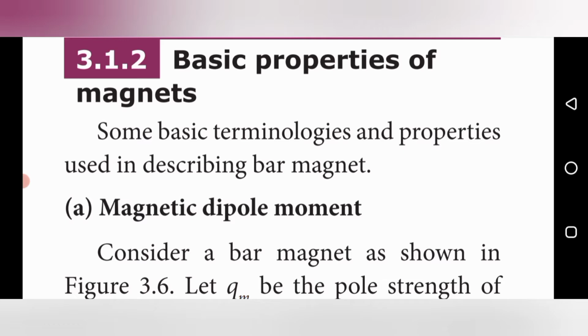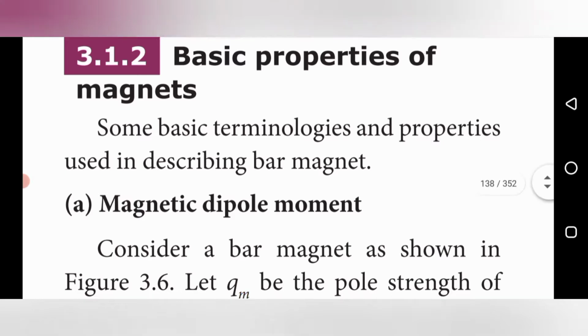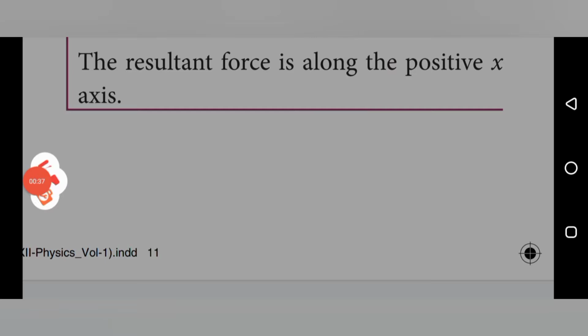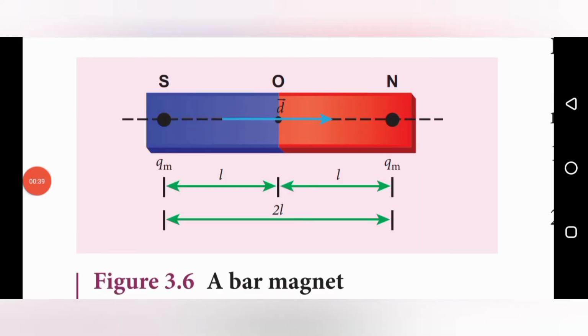Here some of the basic properties are given. The first one, magnetic dipole moment. Dipole, do you remember that? We already studied it in the first lesson. So what is meant by the dipole? There are two poles, separated by a distance.